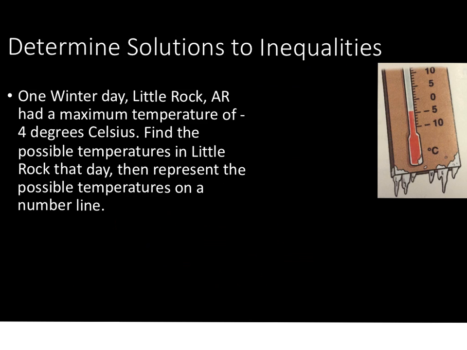All right, so let's go ahead and try another one. This says, one winter day, Little Rock, Arkansas had a maximum temperature of -4 degrees Celsius. So it was at most, that maximum of -4. Find the possible temperatures in Little Rock that day, then represent the temperatures on a number line. So we know that the temperature that day was less than or equal to -4, because that was at most that it could be. So again, let's go ahead and plot this on a number line.